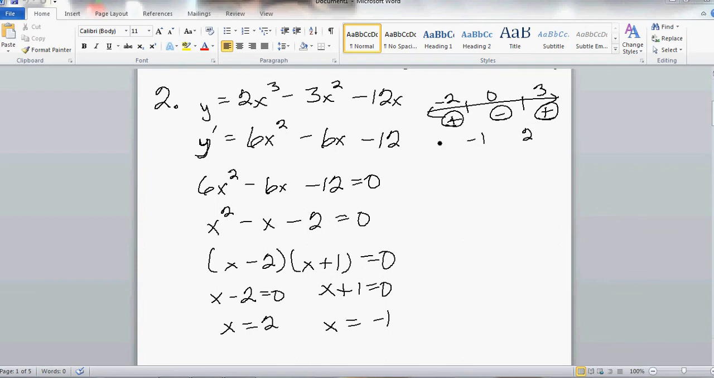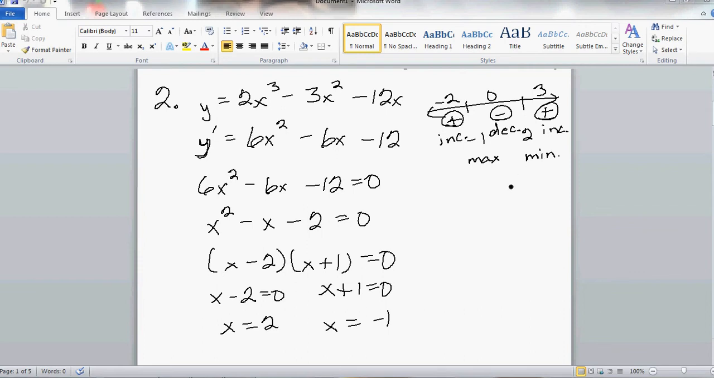So that means it's increasing from there, or during that time frame, decreasing here and increasing there. Now we know that negative 1 would then be a maximum, and at 2 would be a minimum, just because of what it's doing. It's increasing and then it starts decreasing at negative 1. So that's a maximum. Decreasing to increasing means it's a minimum.